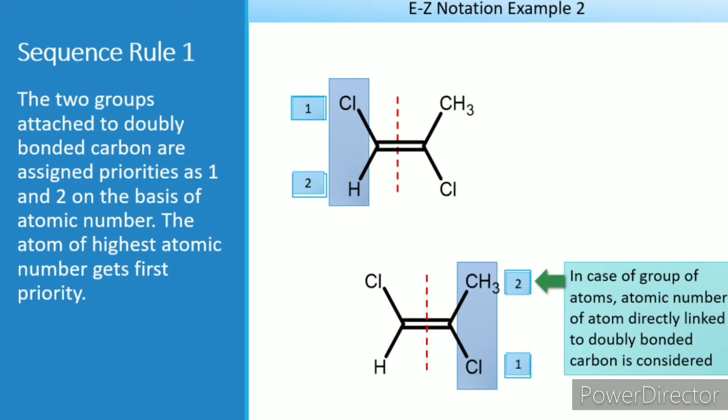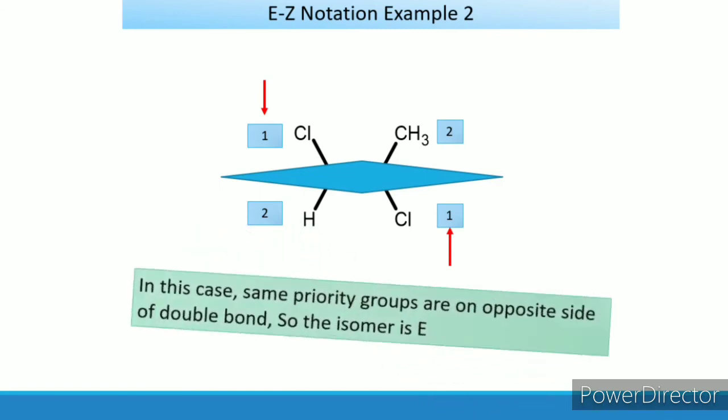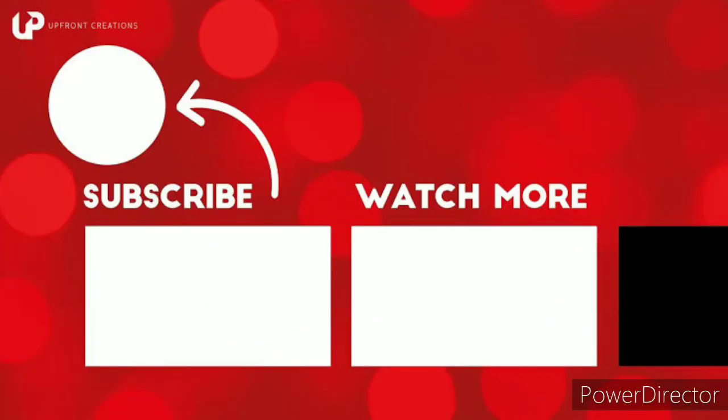Now let's combine both sides. Imagine a horizontal plane and check whether same priority groups are on the same side or opposite sides. In this case, same priority groups are on opposite sides of the double bond, so the isomer is the E isomer. In the next video, we'll solve 3 more examples of EZ notations that will cover the next 3 CIP rules.